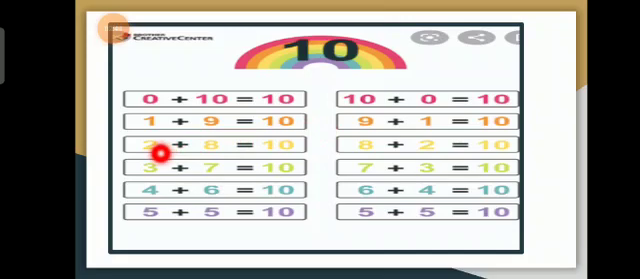Now move to the next one. 2 plus 8 or 8 plus 2. Both have the same answer. So keep the 8 in your mind and add the 2 fingers to it. The answer will be 10. 3 plus 7 or 7 plus 3. Both have the same answer. Keep the big number in your mind, that is 7, and add the 3 fingers to it. The answer will be 10.